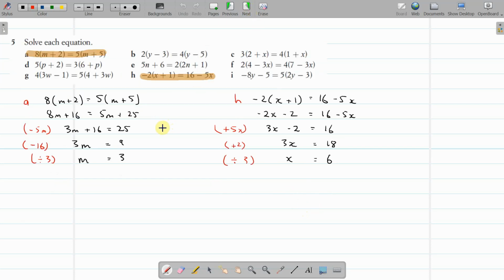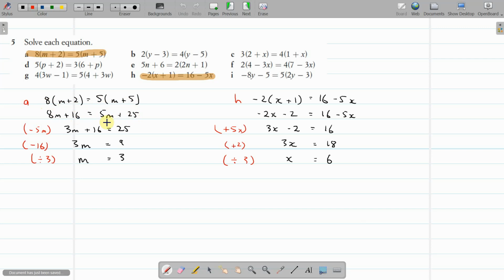These ones, question 5. Brackets on both sides. In some of them, brackets on one side for some of them, that's okay. So we expand the brackets first. With these ones, always expand the brackets first. So 8 times m is 8m. 8 times plus 2 is plus 16, equals 5 times m plus 5 times 5.